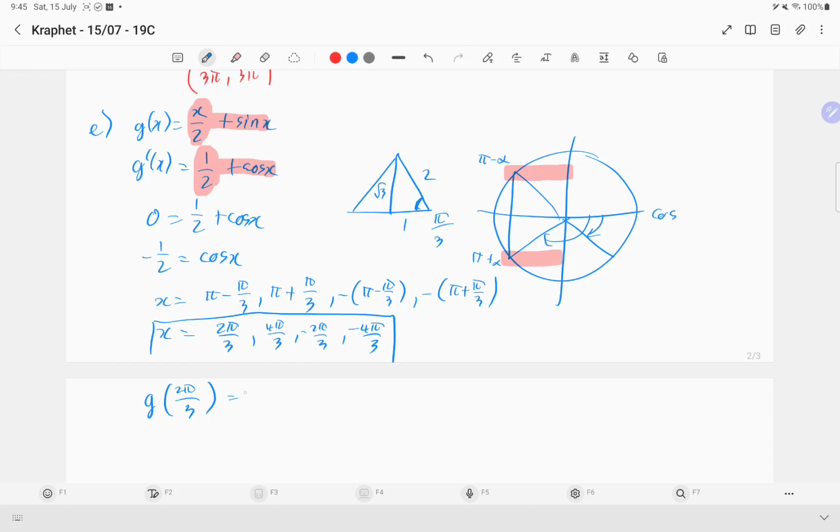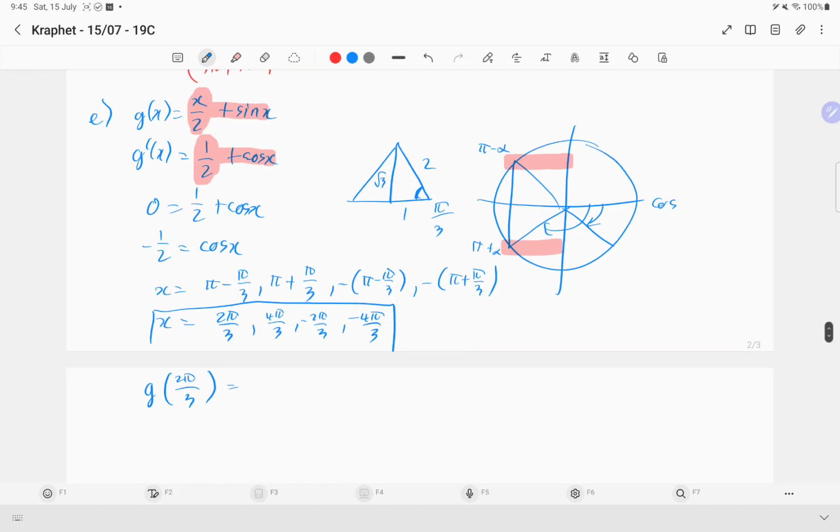But note that what you want is to see what quadrant it is, and the answer is going to be just sine of pi on 3, which is square root 3 over 2. Okay, then x over 2, so half of this number, which is 2 pi on 6, and then plus sine of that, so that would be positive root 3 on 2.